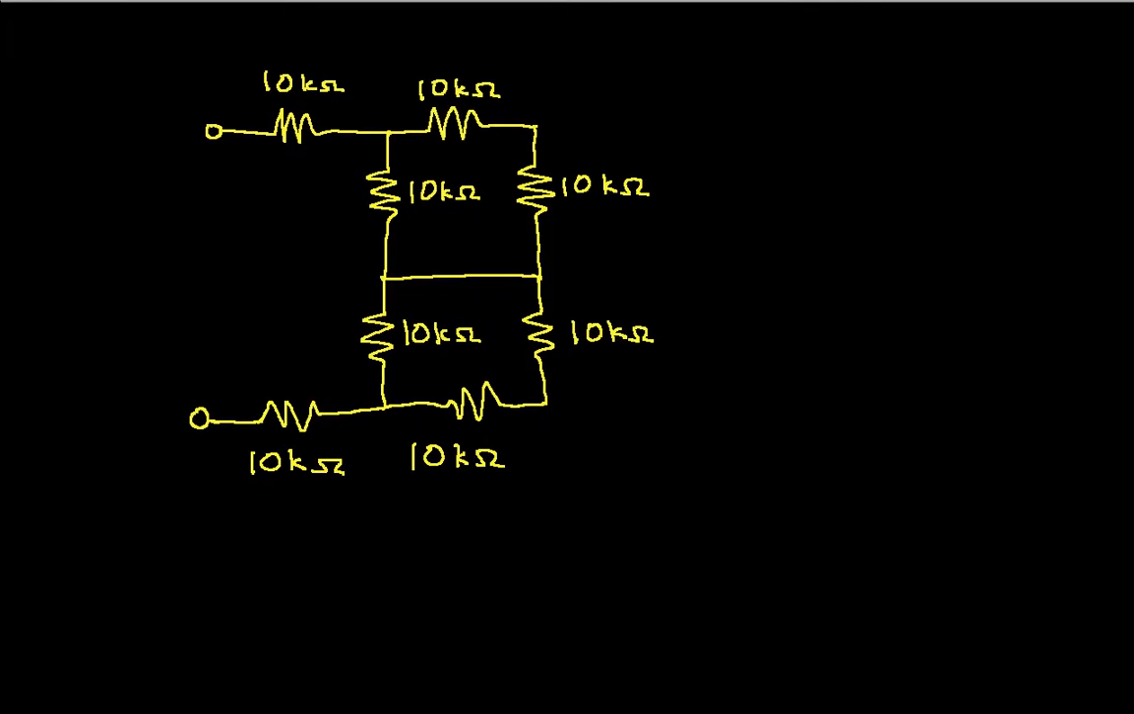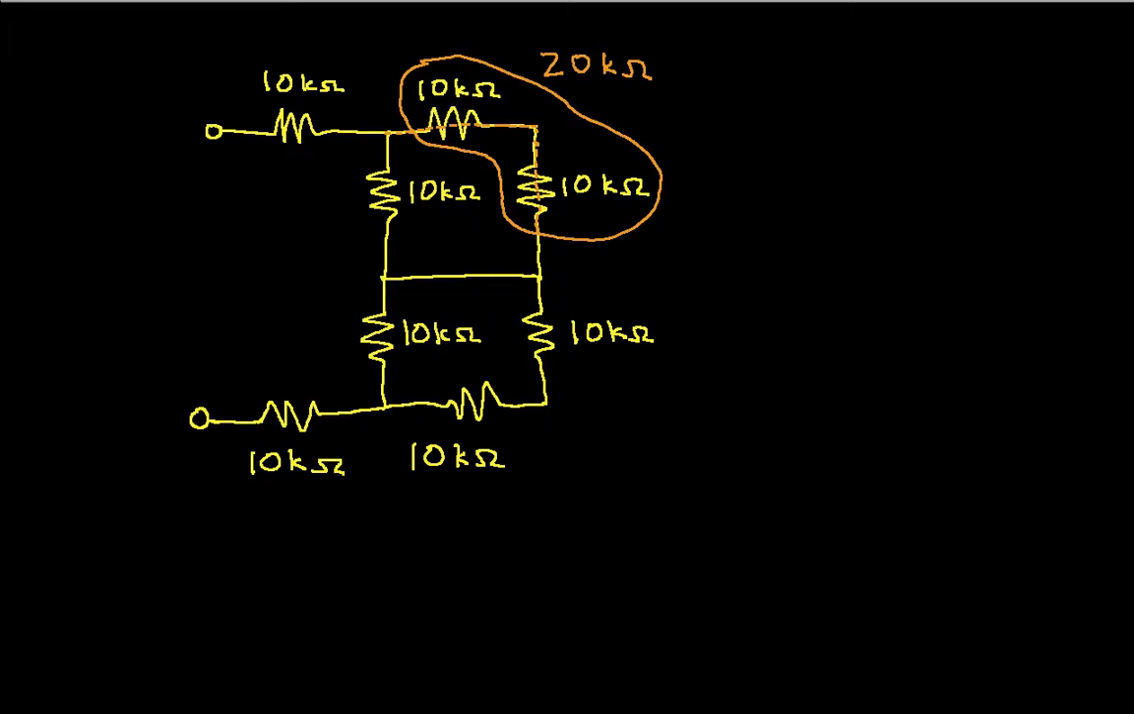If we look at this 10k ohm resistor and this 10k ohm resistor, you'll notice that these are in series because any current that goes through one resistor has to go through the other resistor. And if I have two resistors that are in series, their equivalent resistance will be the sum of the two. So in this case, the equivalent resistance is going to be 20k ohms.